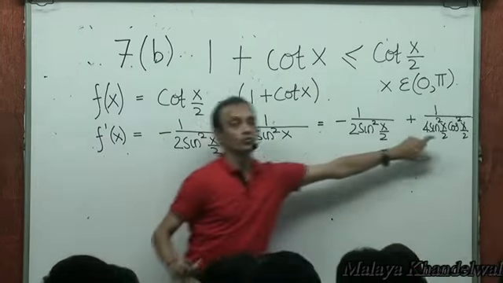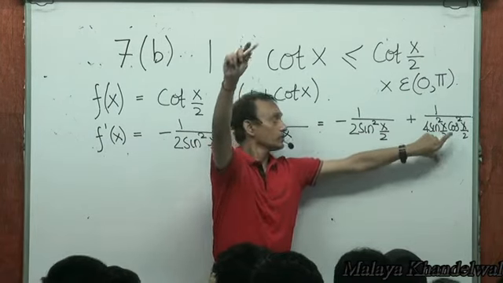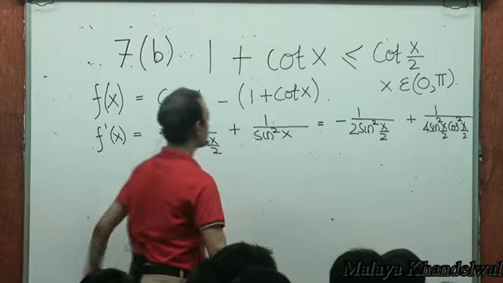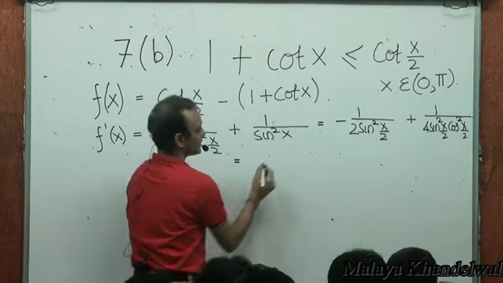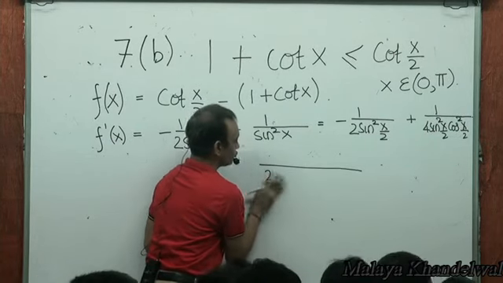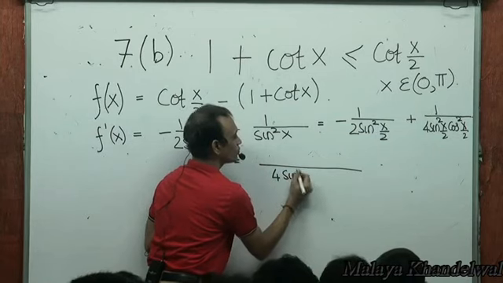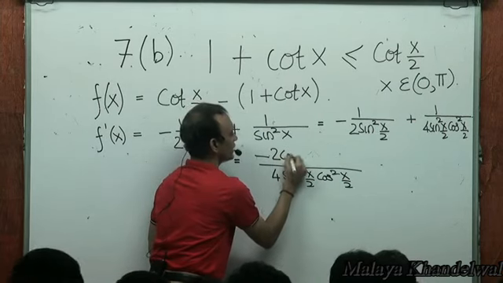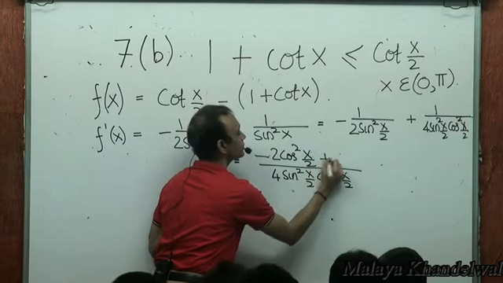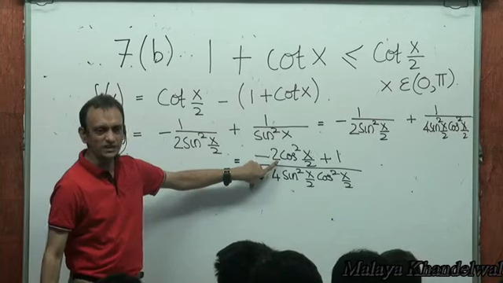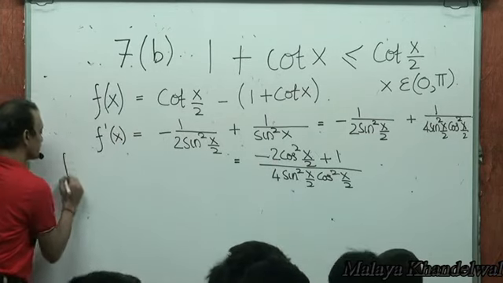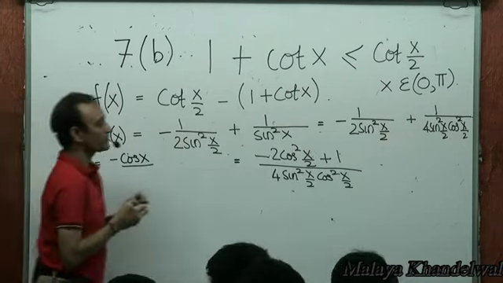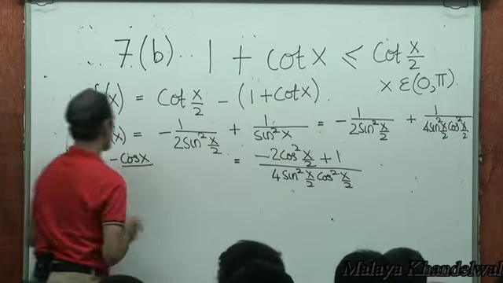Yes or no? See, sine x is 2 sine x by 2 cos x by 2. So then this, now I take the LCM, so 4 sine squared x by 2 cos squared x by 2, is like minus 2 cos squared x by 2 plus 1, which is minus cos x. Right? So f dashed x is like minus cos x divided by sine squared x once again.